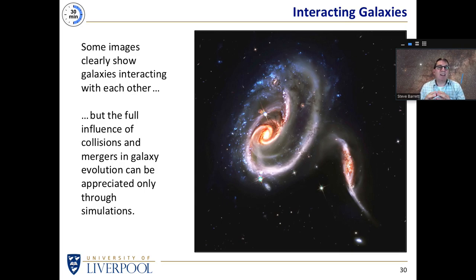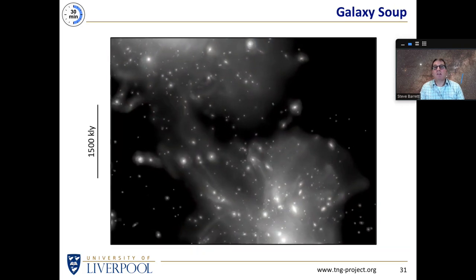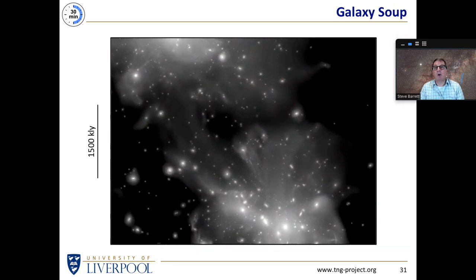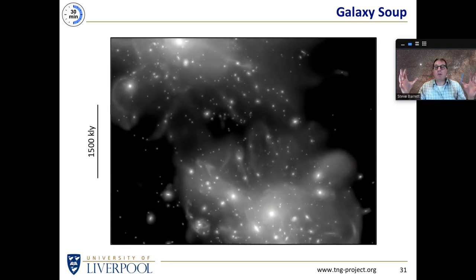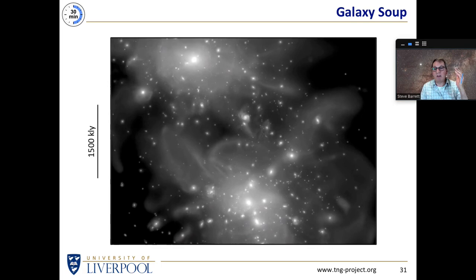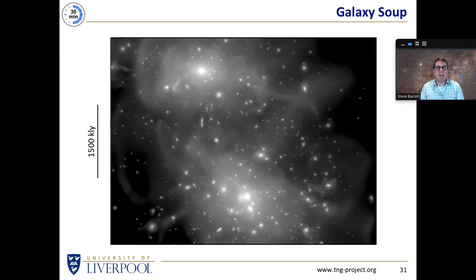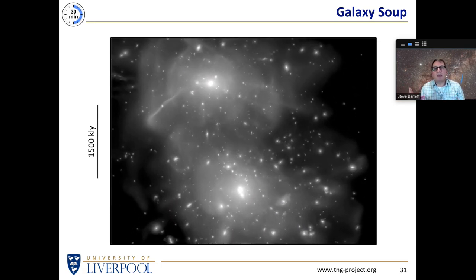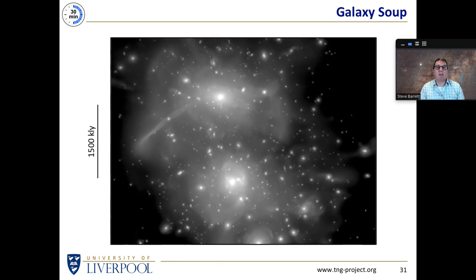But we can't really get the full picture from lots of static images like this. And again, this is where simulations come into play. We can run simulations over billions of years and watch galaxies interact with each other. And this simulation from Illustris is showing that again. So now we're talking about distances which are much larger than individual galaxies, and we can see here hundreds of galaxies in this soup, and we can see how all of these galaxies are interacting with each other.